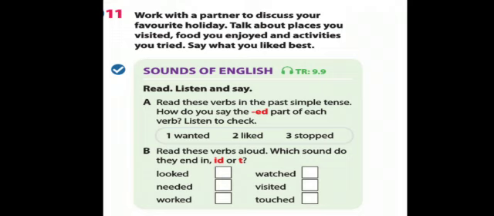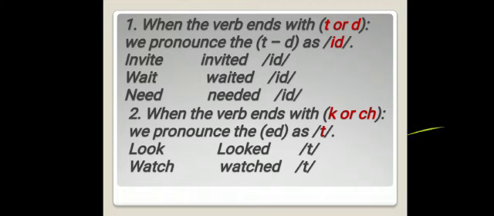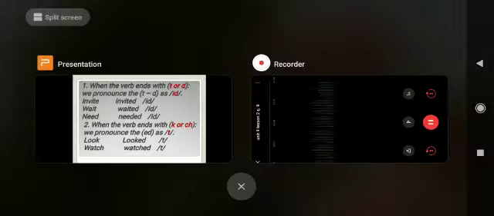I need you to read these verbs in the past simple tense. How do you say the ed part of each verb? Listen and check. I need you to read these 3 words carefully, and then you will listen and check. You answered them or you read them correctly or not. Okay, now let's answer.